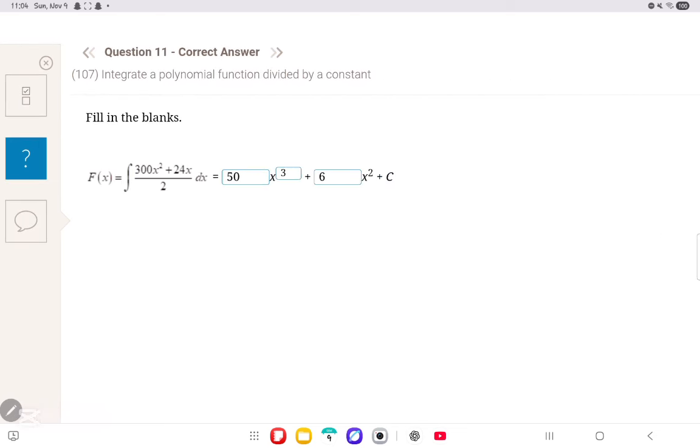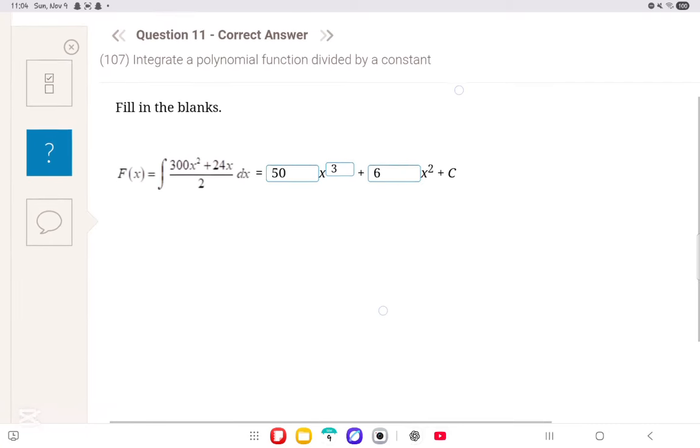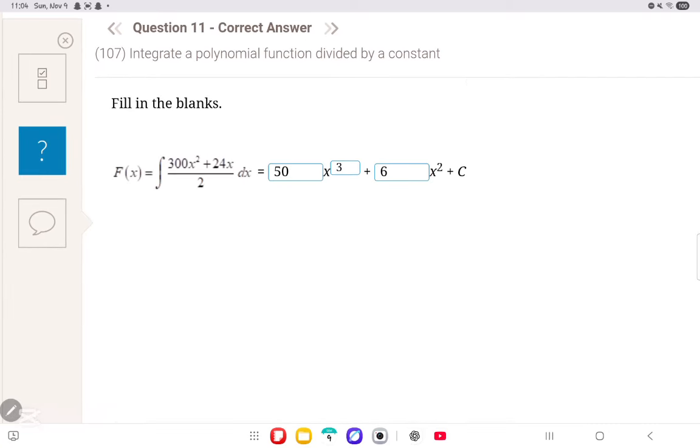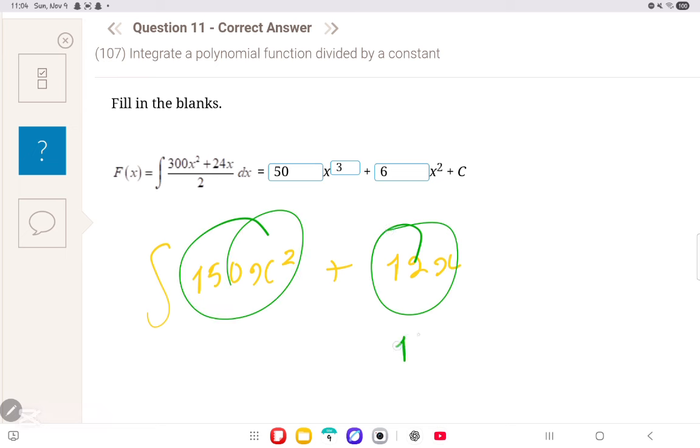We move on to question number 11. Exactly the same process of integration. Most of the questions are like this, I don't think I'm going to waste my time. But here you can simplify by division. So integration of 300 divided by 2, 150x squared, plus 24 divided by 2, that's going to be 12x. Now we do integration of this and integration of this. So 150 x to the power of 2 plus 1, which is 3, over 2 plus 1, which is 3. So 150 divided by 3 is 50x cubed, plus 12x, 1 plus 1 is 2, over 1 plus 1 is 2, 12 divided by 2 is 6, so 50x cubed plus 6x squared, and don't forget to add the plus c.